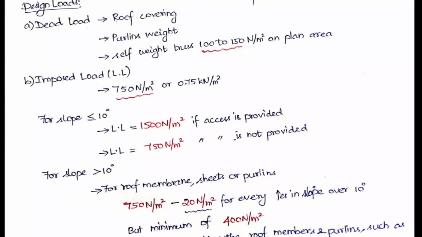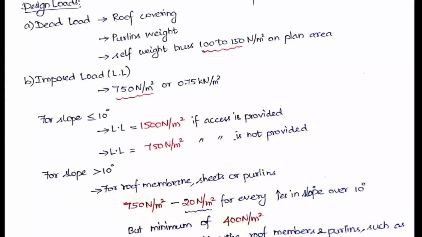So based on the slope and based on the access to the roof truss, the values change. So let us see that also. The first thing is for slope which is less than or equal to 10 degrees. Slope we have already seen, the angle of the rise and the horizontal, that is the span of that roof truss. If it is less than 10 degrees and the access is provided, it is 1500 Newton per meter square. If the access is not provided, it is 750 Newton per meter square.